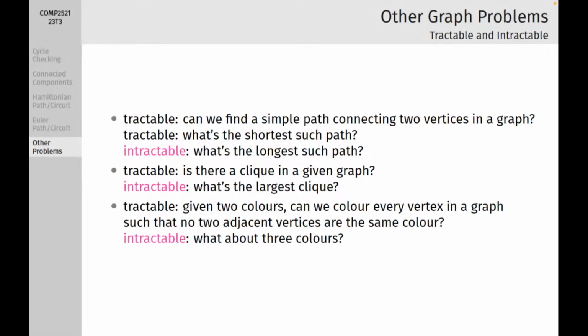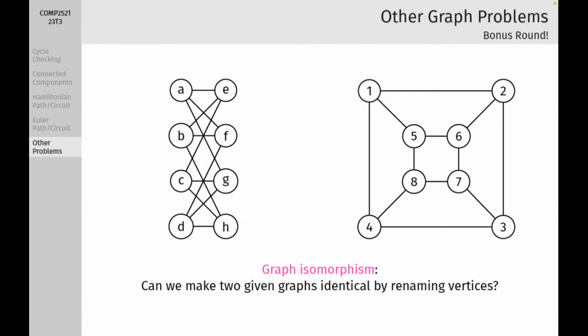All right, the next example. Given two colors, can we color every vertex in the graph such that no two adjacent vertices are the same color? Now, this problem is solvable in polynomial time. But how about three colors? If you just add one more color, the problem now becomes intractable, so you can't solve this in polynomial time. So it's quite interesting.